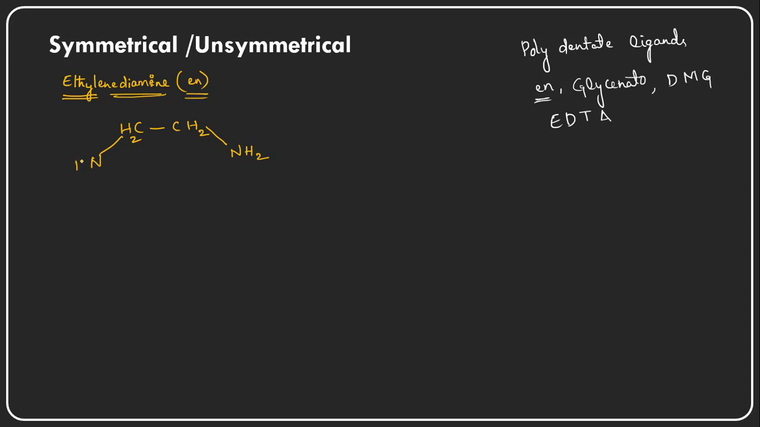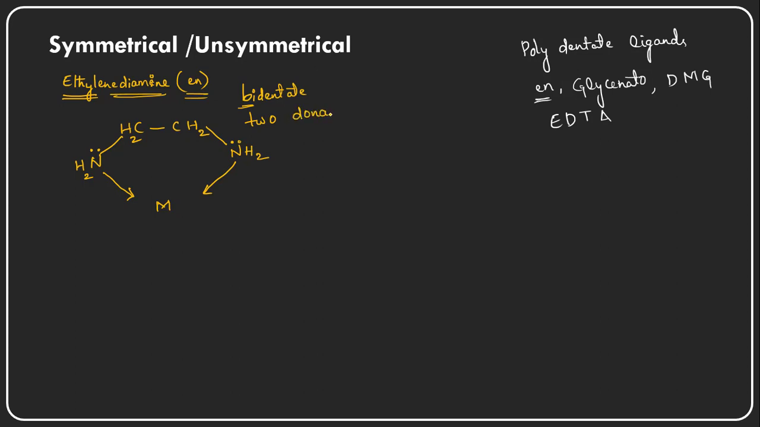So here this is called a bidentate ligand. Why is it a bidentate ligand? Because it has two nitrogen atoms, and the two nitrogen atoms have lone pairs of electrons, and they can donate their pairs of electrons to the central metal ion at a time. That is the reason it is a bidentate ligand. Bi means two, dentate means donor atoms.